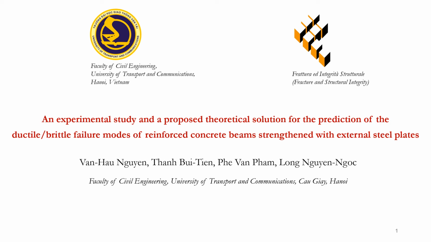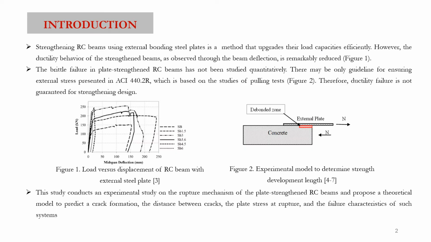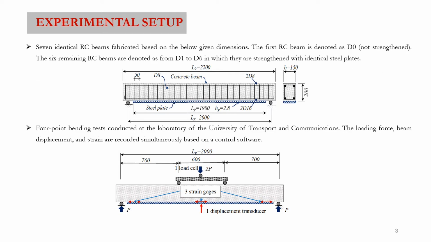This is an experimental study and proposed theoretical solution for the prediction of ductile or brittle failure modes of reinforced concrete beams strengthened with external steel plates. Our study conducts an experimental study on the rupture mechanism of the plate-strengthened RC beams and proposes a theoretical model to predict crack formation, the distance between cracks, the plate stress of rupture, and the failure characteristics of such systems.